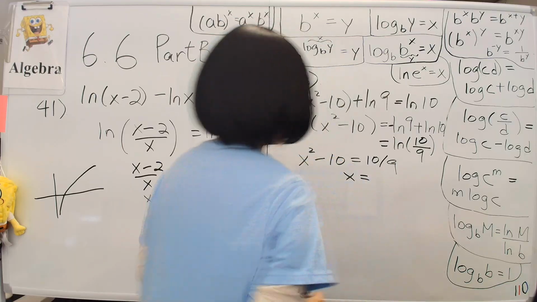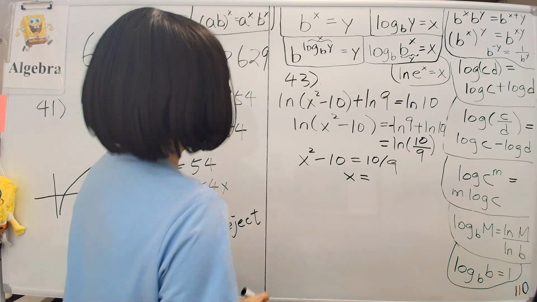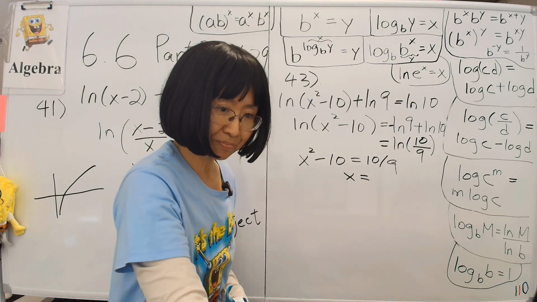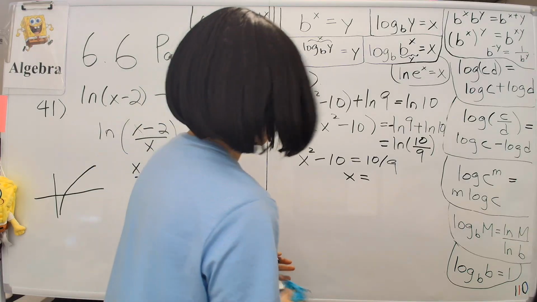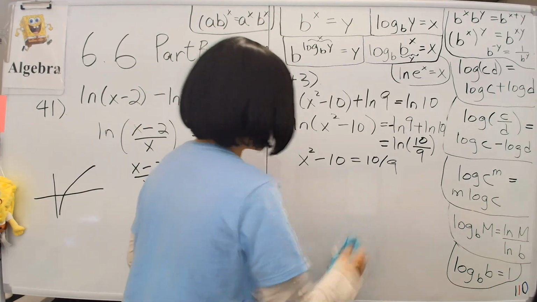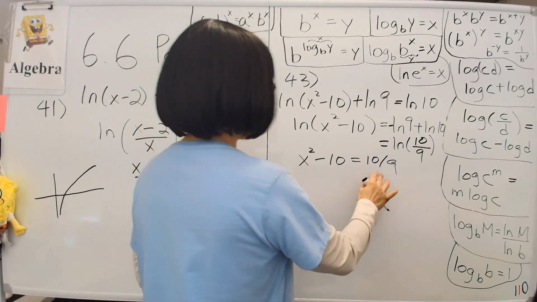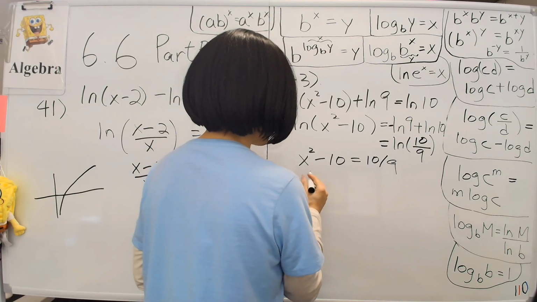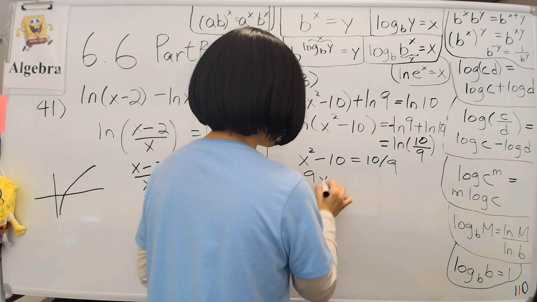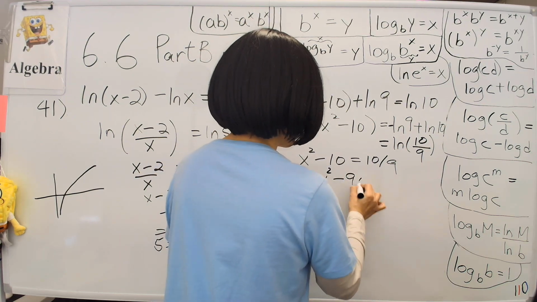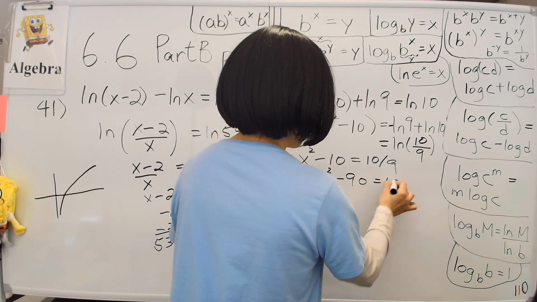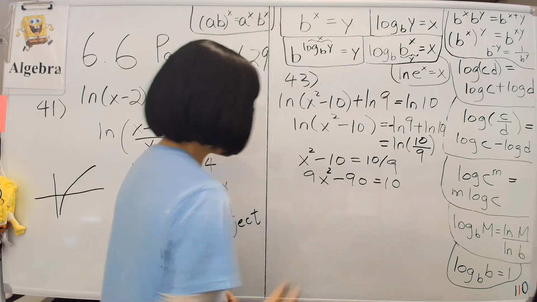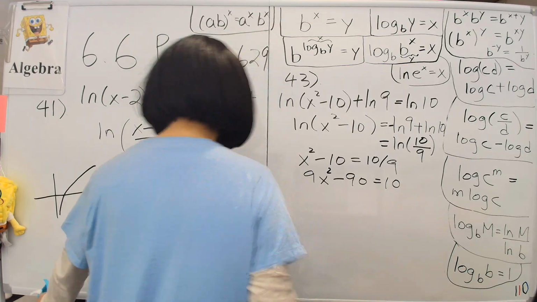Right. All right. Is that right? Let me check to make sure that I'm right this time. It doesn't matter. I'll just see if I'm right. Okay. So then we'll multiply both sides by 9 so that we have 9x squared minus 90 equal to 10. Okay, now it should look okay.